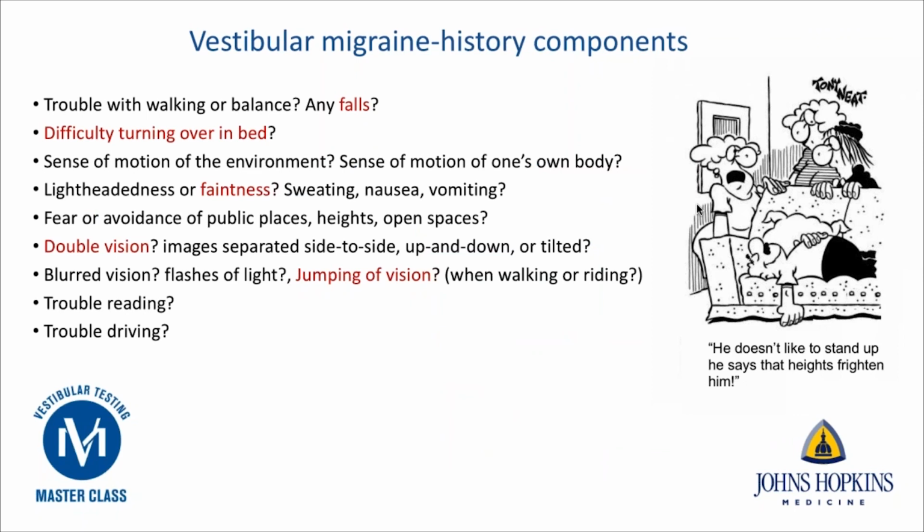In terms of components of the history, it is important to ask about balance, falls, difficulty with turning over in bed, that sense of motion of the environment, lightheadedness or faintness, look for phobic behavior, look for double vision, ask about the quality of the vision in terms of blurry vision, flashes of light, or jumping in the vision, difficulty with reading and driving. So the parts that are shown in red are the red flags.